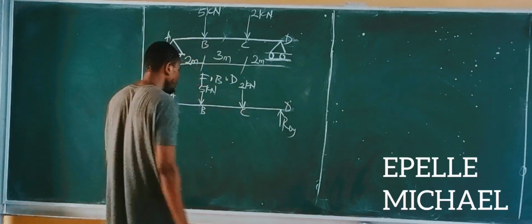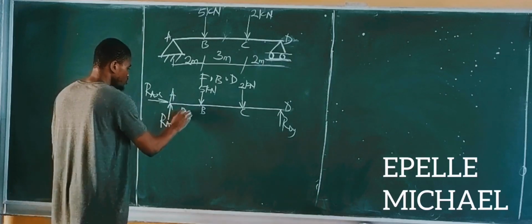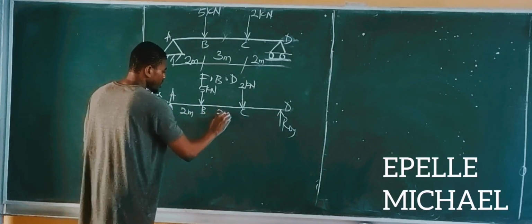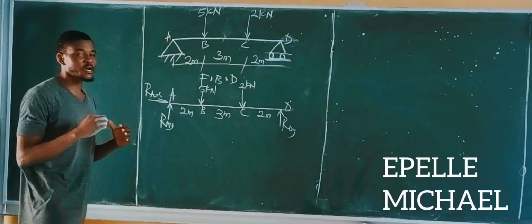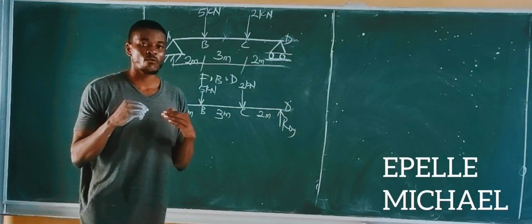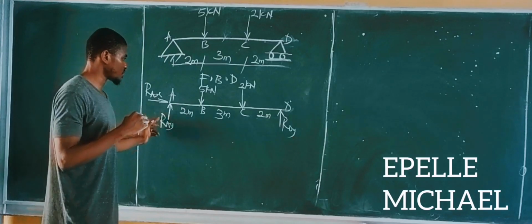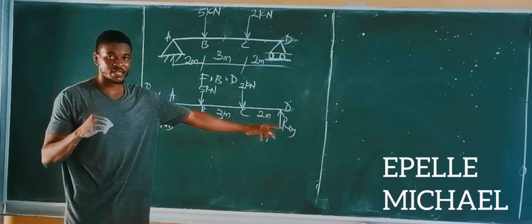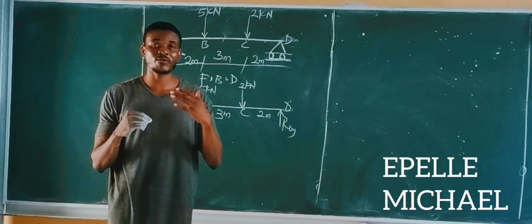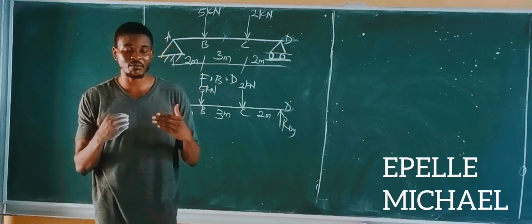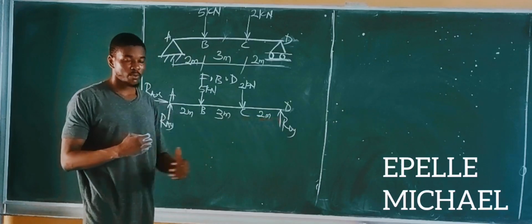So this is point C. The distances apart are 2 meters, 3 meters, and 2 meters. Before we can do the shear force analysis, we first have to determine the reactions at A and at D. That is the essence of the previous videos we have been doing, so go back to the previous videos for proper understanding of how to determine reactions at supports.